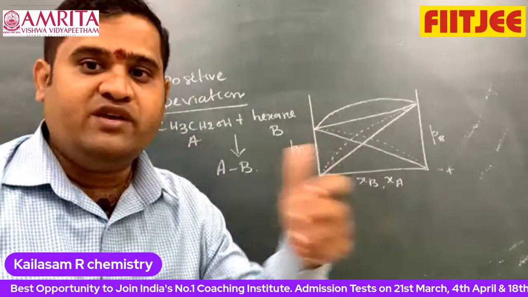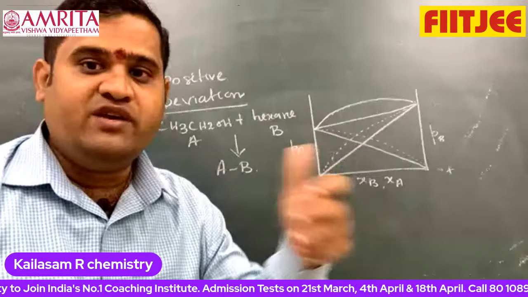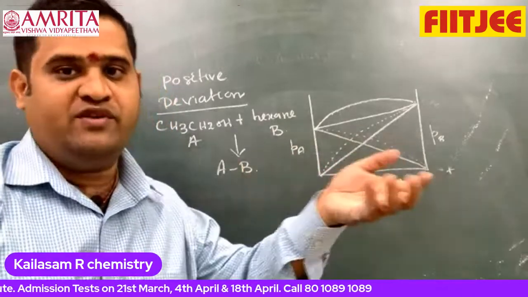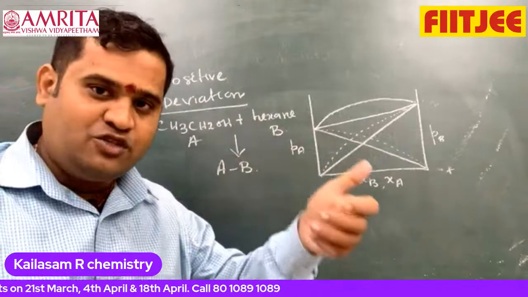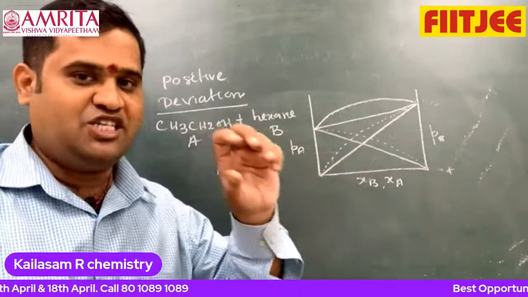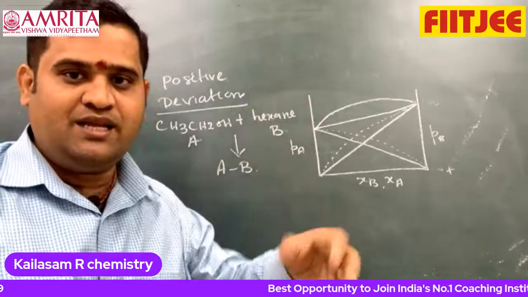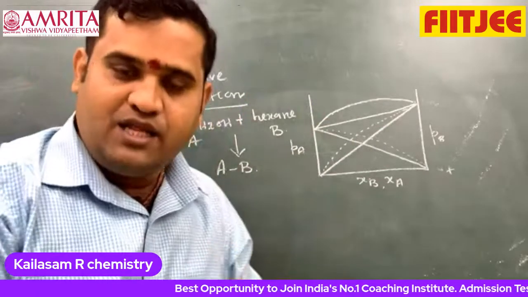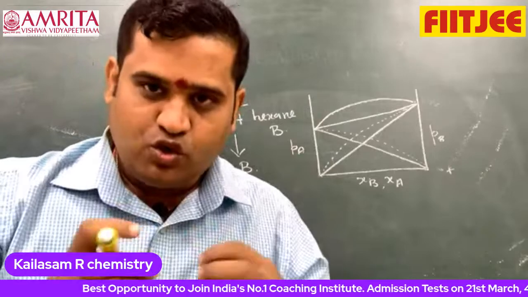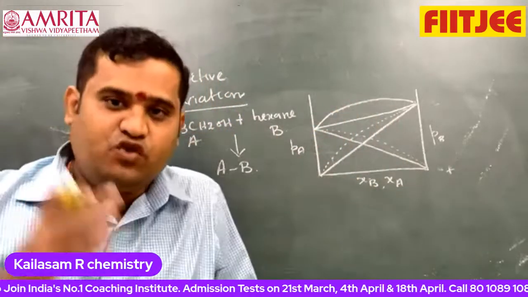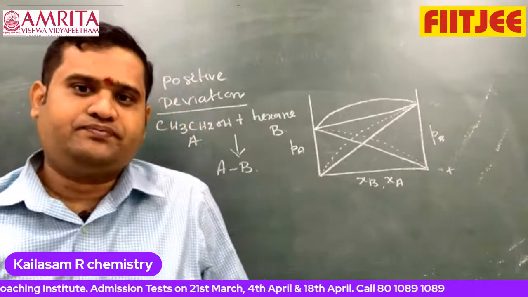What are examples of positive deviation? Ethanol plus water is a positive deviation. Acetone plus CS2 is a positive deviation. Why is acetone plus CS2 an example of positive deviation? Because acetone has dipole-dipole interaction. When carbon disulfide is mixed in, the dipole-dipole interaction is going to break. Therefore, after mixing, the solution has a higher vapor pressure than the expected one. Therefore, it is called positive deviation.